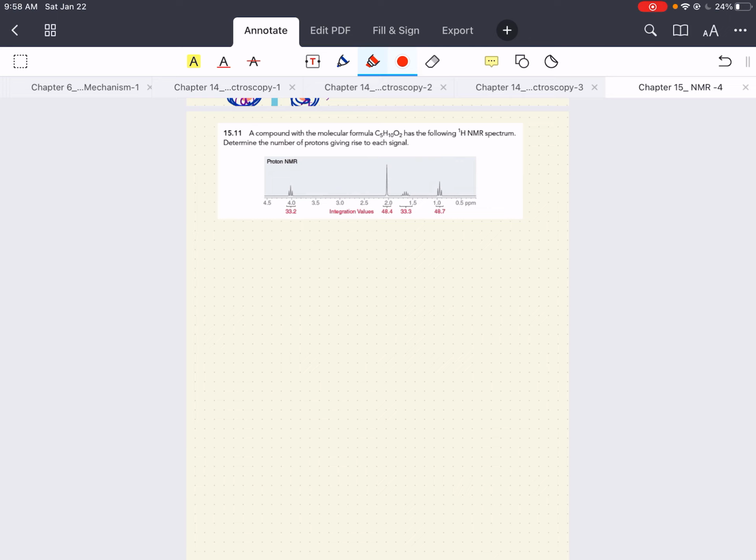All right. So this problem says a compound with the molecular formula C5H10O2 gives the following NMR spectrum. Determine the number of protons giving rise to each signal. Fantastic. We have 4 signals here. What's the lowest number here? The lowest number here is 33.2. So we're going to divide all these numbers by 33.2.